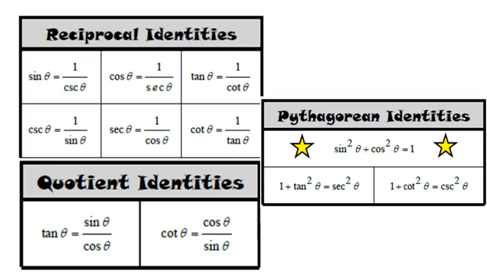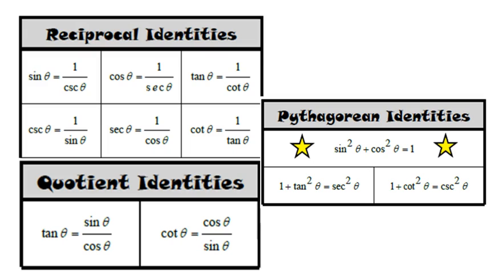The quotient identities at the bottom, we've already talked about tangent. We know that's sine over cosine. Cotangent is just a reciprocal of tangent, so it is cosine over sine. One of the most common identities we're going to use is the Pythagorean identity. Sine squared theta plus cosine squared theta equals 1. Yes, that involves using the Pythagorean theorem to come up with that identity, which is where the name comes from. The other two we don't use necessarily as often, but we still need to know them and apply them.